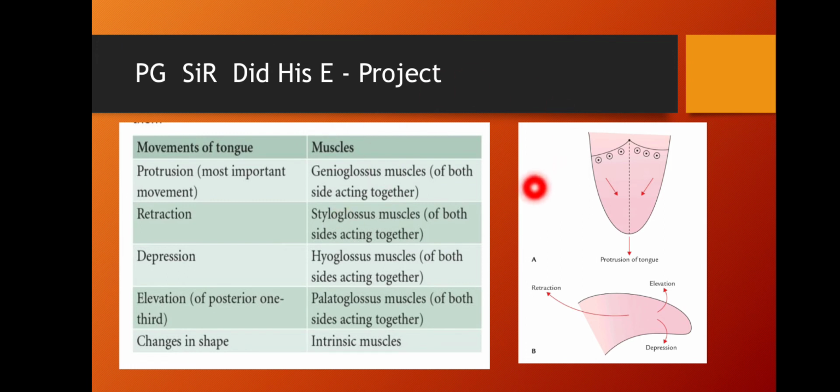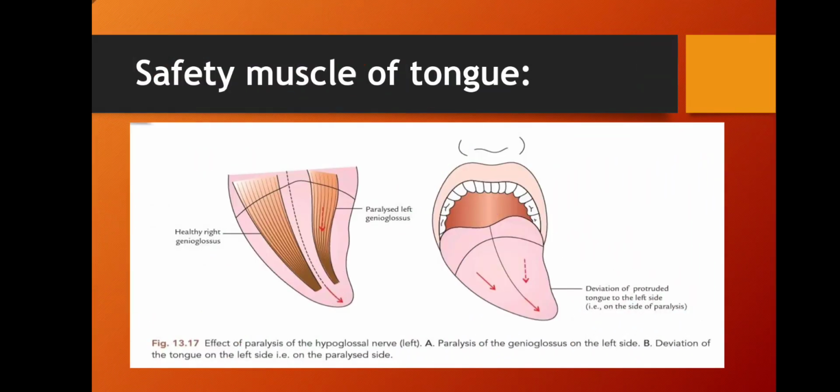Okay, nice. So next, the safety muscle of the tongue. What is the safety muscle of the tongue? That is the genioglossus muscle. Why? Because these two genioglossus muscles form the bulk of the tongue and are responsible for the protrusion of the tongue.